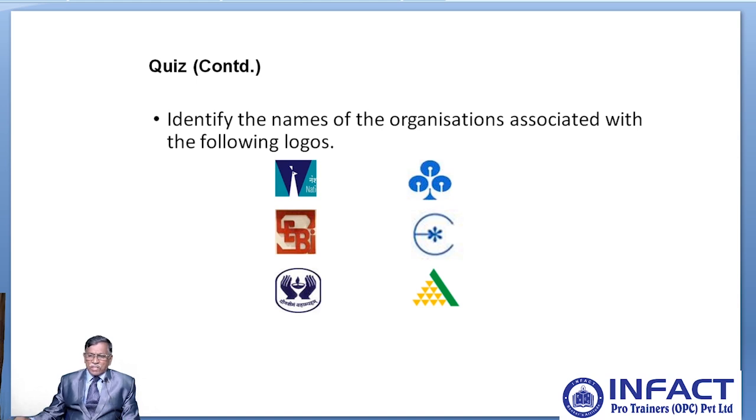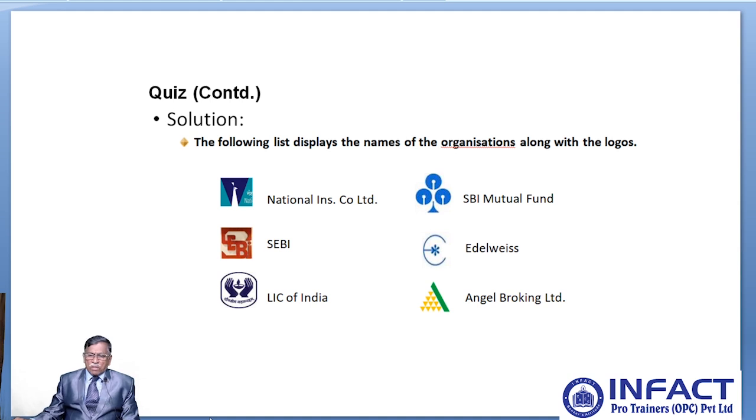Similarly, can you identify the name of the organization associated with the following logos? We are given around 6 logos here. Can you try to identify them? The first one is National Insurance Company Limited. The second one is SEBI, which is the regulator for equity markets in India. The third one is LIC of India. The next one is SBI Mutual Fund. Then we have Edelweiss, which is a broking firm. And finally we have Angel Broking Limited.